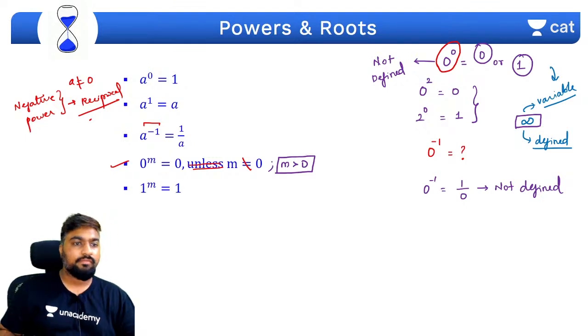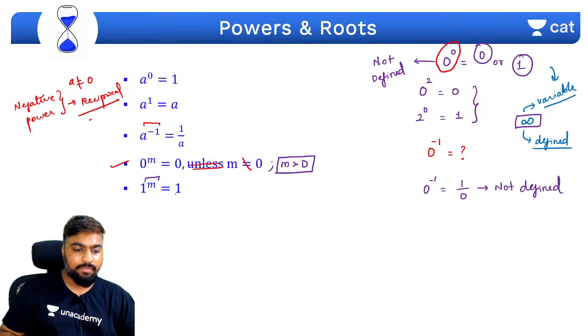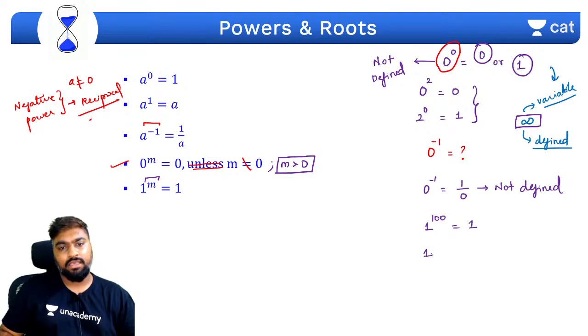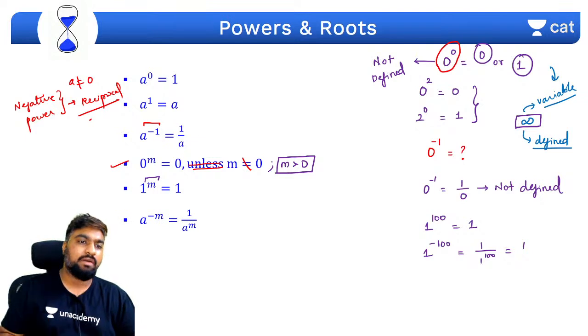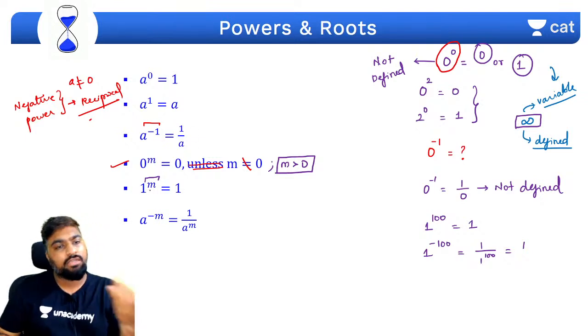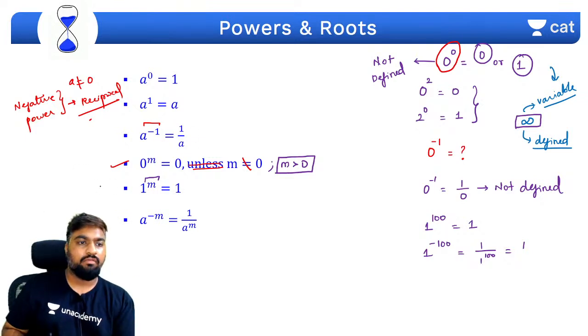Cool. Next, 1 raised to any power is 1. This works with positive, negative, fraction, anything, right? 1 raised to any power will be equal to 1. That's something that we know, right? If I raise 1 to 100, it will be 1. If I raise 1 to minus 100, this will be what? 1 by 1 to the power 100, which is again 1 only, right? So 1 raised to any power is 1. 1 raised to 0 will also be 1, correct? 1 raised to the power 0 will also be 1 only.